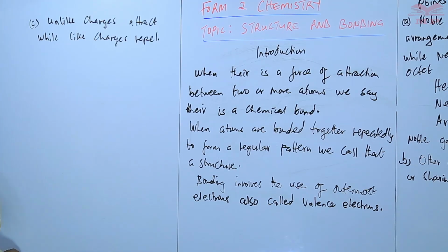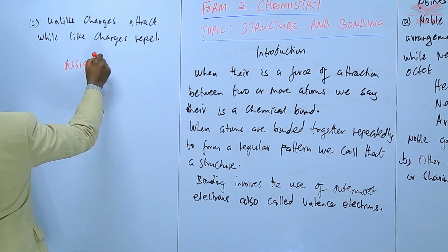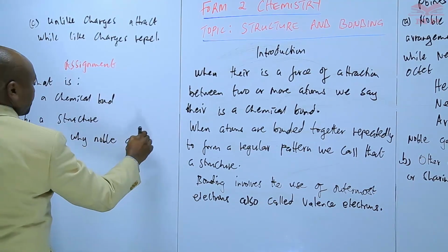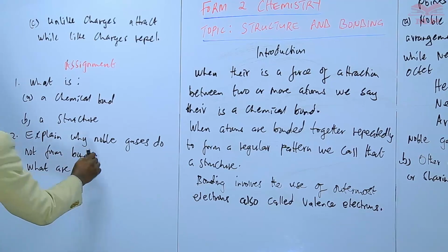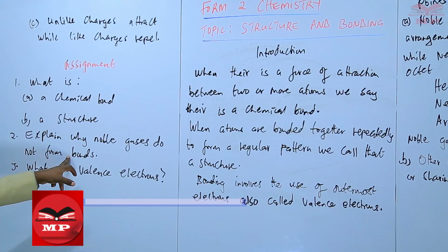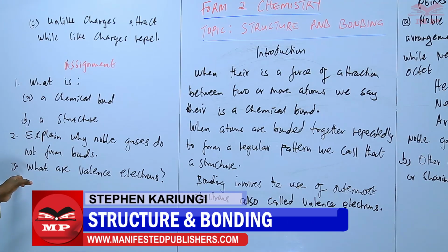So at this point, we can have an assignment. So the first question, what is A, a chemical bond, as we have explained, B, a structure. Number 2, explain why noble gases do not form bonds or do not form chemical bonds. And lastly, number 3, what are valence electrons?